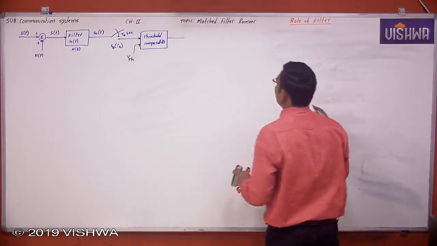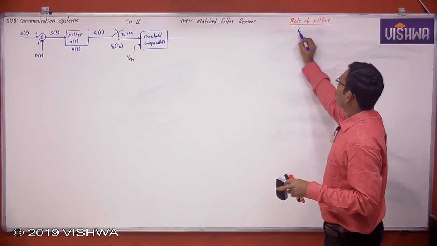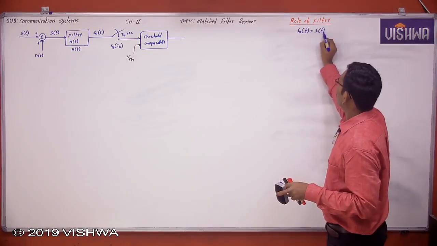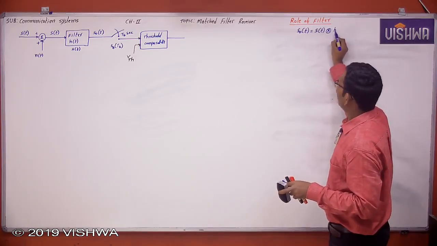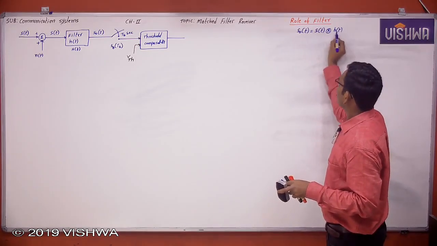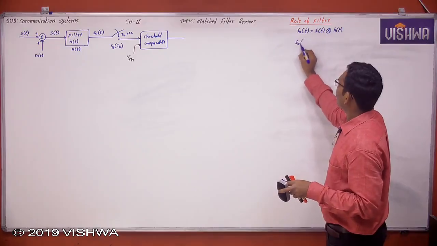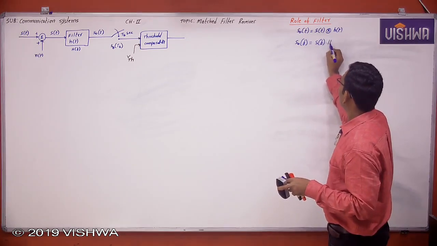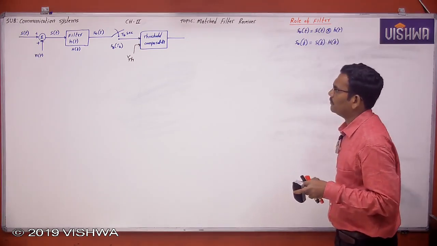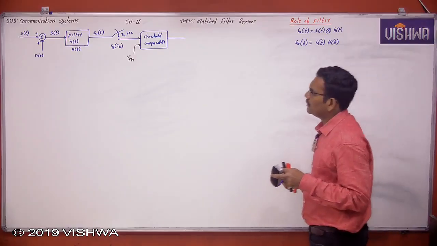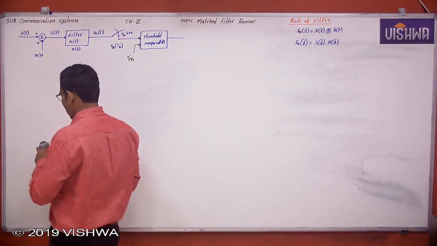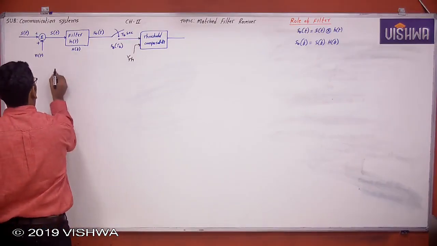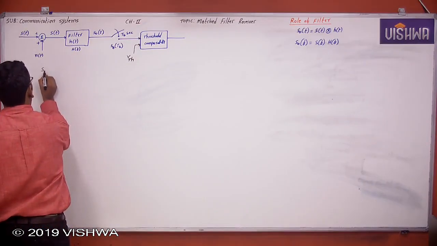Now you tell me, what is S0 of t? S0 of t is nothing but the convolution of S of t and H of t. This is a convolution in the time domain, which is nothing but multiplication in the frequency domain, S of f multiplied with H of f. Now we'll go one by one. First we'll see S naught of t, the output of the filter.